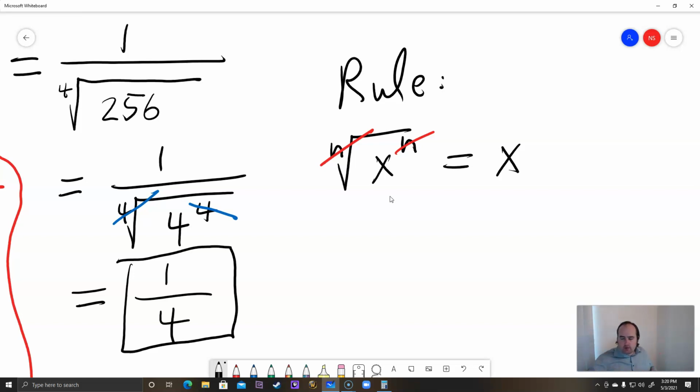Now, if you don't want to go through all this work of doing it by hand, that's understandable. So how would you type this into a calculator? How would I do 4th root of 256? Well, one of the nice things about rational exponents is if you type them in correctly, you can actually do the whole thing on a calculator.